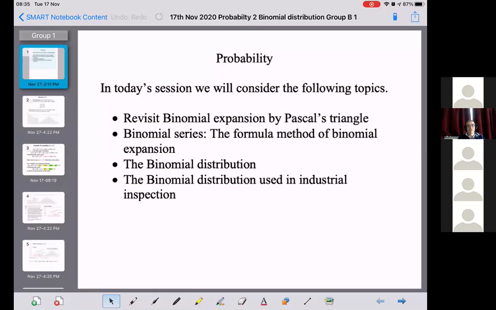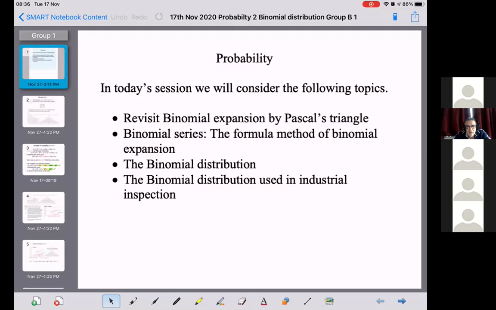probability from last week, and in today's session, we're going to revisit the binomial expansion by Pascal's triangle, have a look at the binomial series and the formula method of the binomial expansion, and then we'll feed that into looking at the binomial distribution and how that can be used in some examples or an example from industrial inspection.